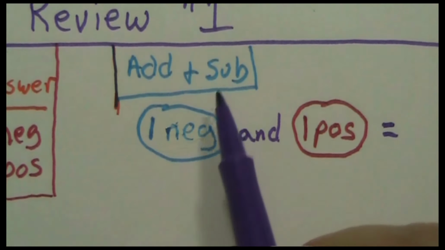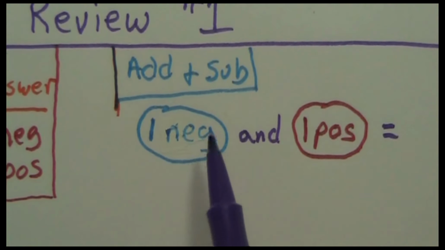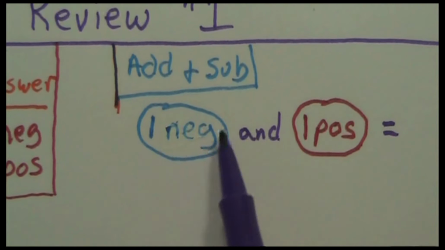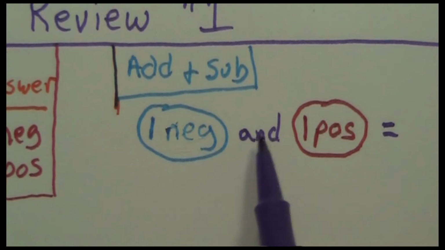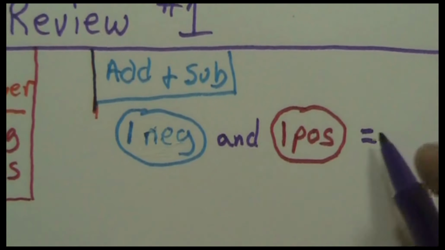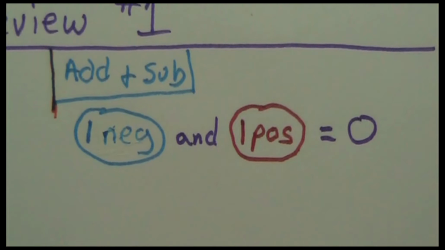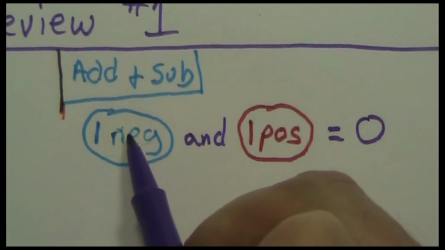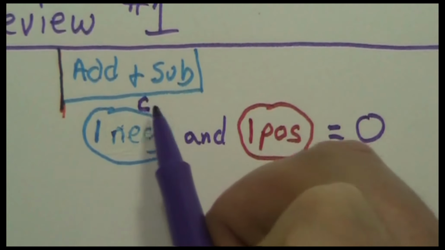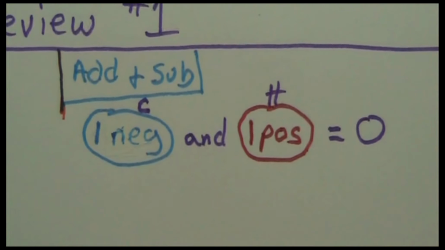When dealing with adding and subtracting, we're going to put the negatives and positives together and see what's left. So if we have one negative and one positive, that's 0. If you remember, we called that a 0 pair. And if you want to, you can think of a negative as being cold and a positive as being hot. Cold and hot.